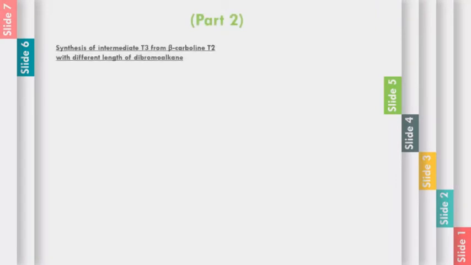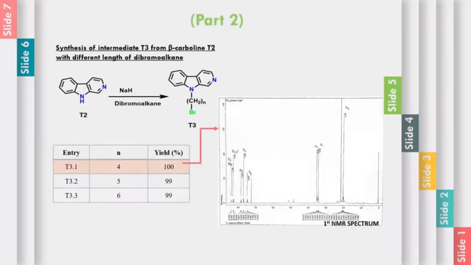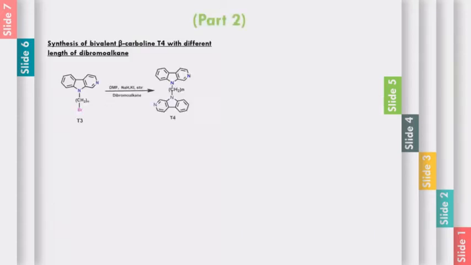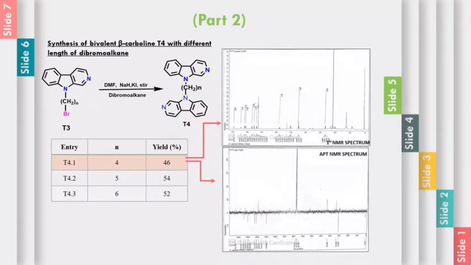Part 2. The synthesis of intermediate T3 from beta-carboline T2 with different lengths of dibromoalkane. The reaction will use beta-carboline T2 as starting material and will react with dibromoalkane producing intermediate T3. Beta-carboline derivatives for intermediate T3 were found to have significantly high yield since they will be further reacted to form bivalent beta-carboline T4. The synthesis of bivalent beta-carboline T4 with different lengths of dibromoalkane.